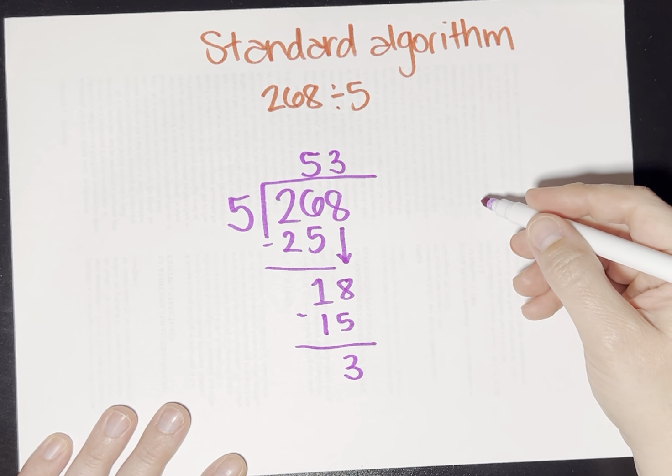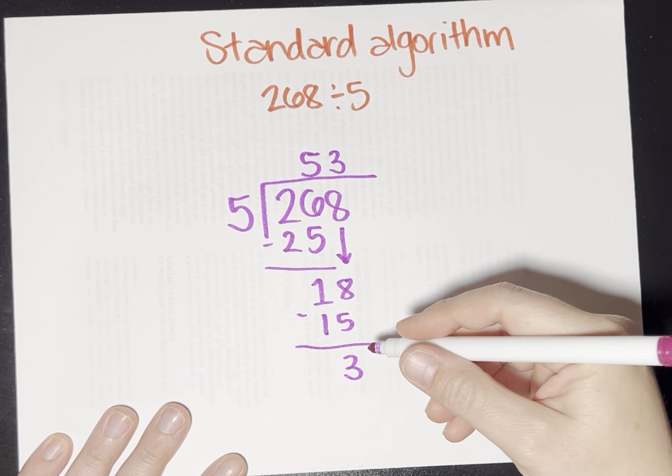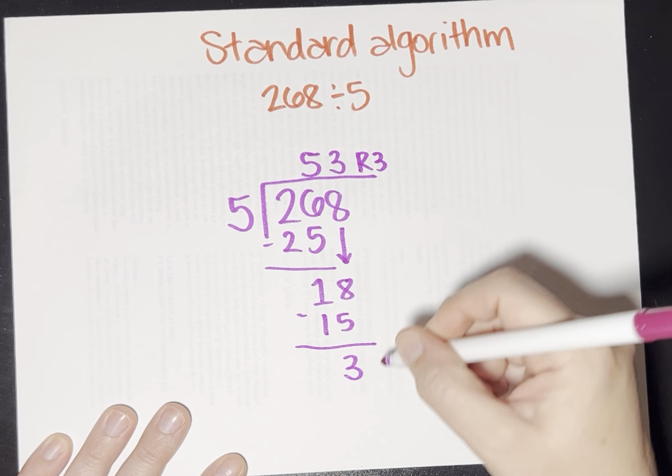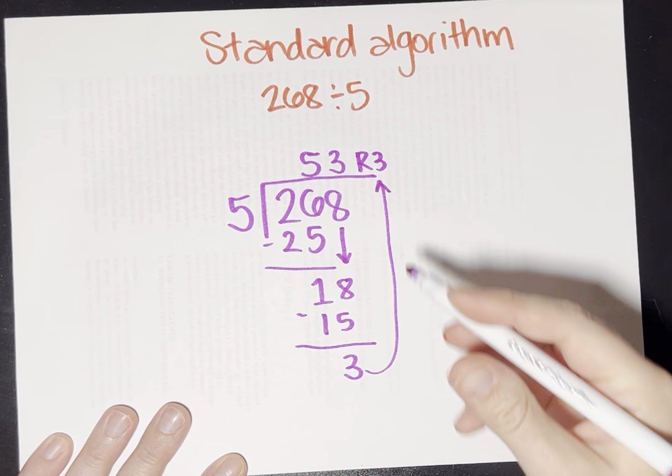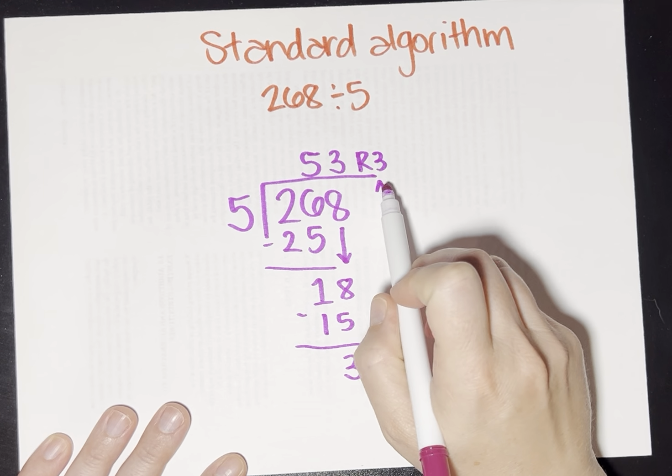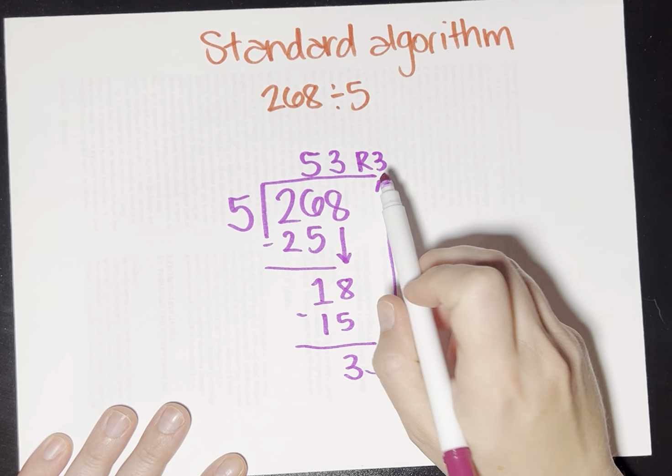Again, I could continue going with decimals if I want to, but in this particular case, I'm just going to keep that as a remainder of 3. So my answer now is at the top of this line, 53, with a remainder of 3.